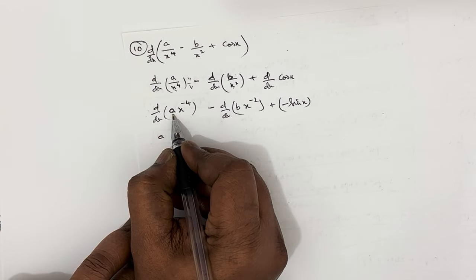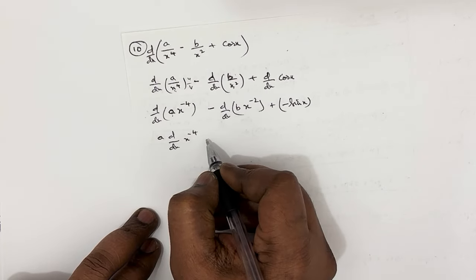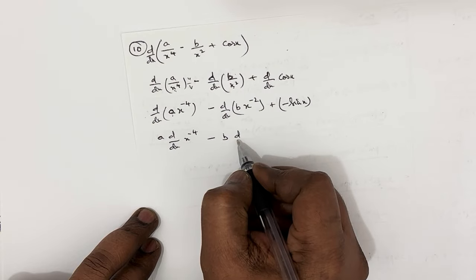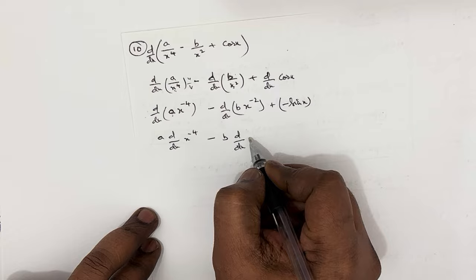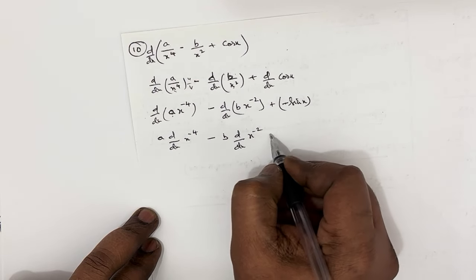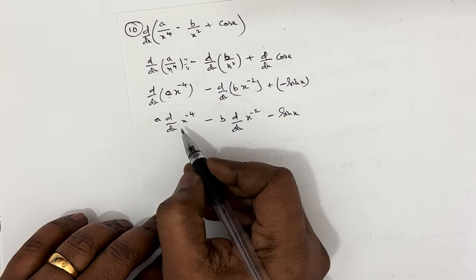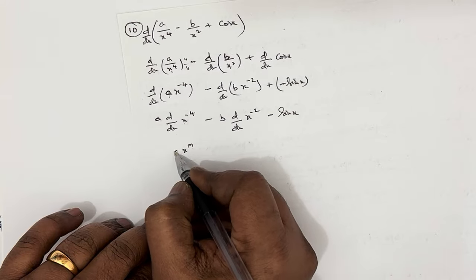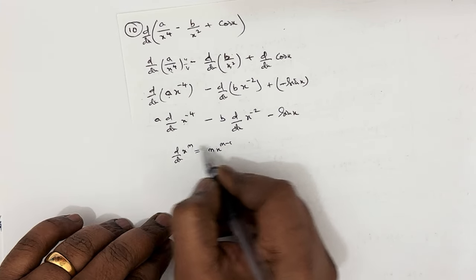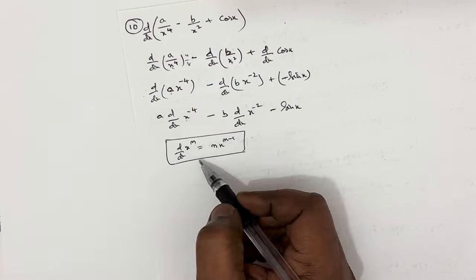Now let's bring a out, since this is a constant, we'll take it out. So d by dx of x raised to negative 4. Now this also, let's take b out, b d by dx of x raised to negative 2, and when you remove the brackets, plus into minus will be minus sine x. Now you see this is in the form d by dx of x raised to n, which is equal to n x raised to n minus 1. The power rule, so we can use the power rule here.